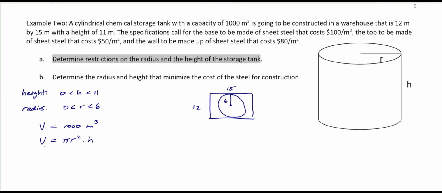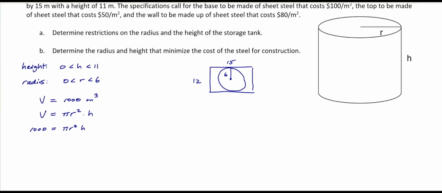So if I know that volume is 1,000 meters cubed, I can write 1,000 meters cubed is equal to pi r squared h, right? And then I can isolate h right here. I'm going to write 1,000 over pi r squared is equal to h. Now, whenever I have h in my cost function, I'm just going to substitute it with this expression, 1,000 over pi r squared.